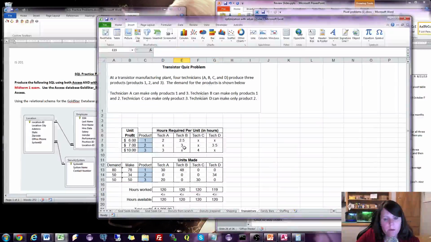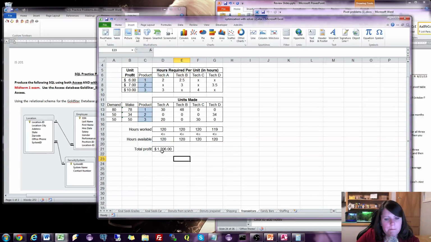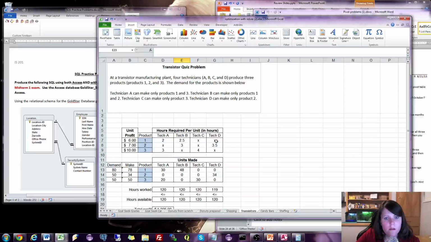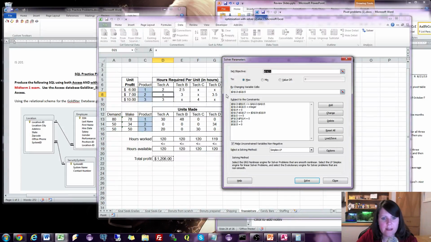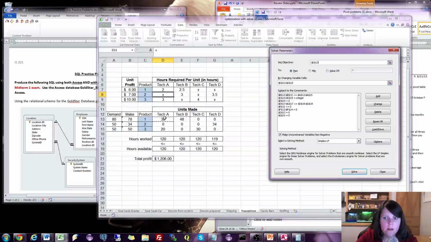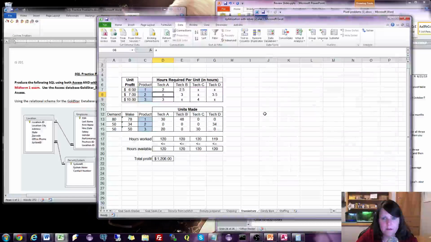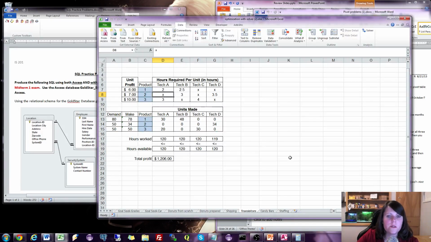And then you might run into, we did an example where we had technicians that couldn't make certain types of transistors, and we just needed to make sure in Solver that we included those as constraints. So we had to set the number of units made for a particular technician to be 0, like for example here, if they couldn't make that type. Those things might catch you. But the hard part in terms of Solver will just be making sure you have the right functions set up.